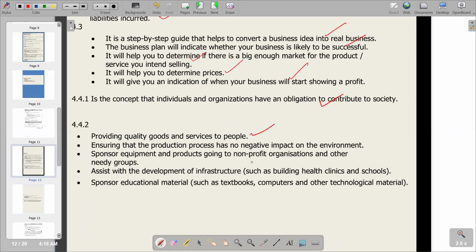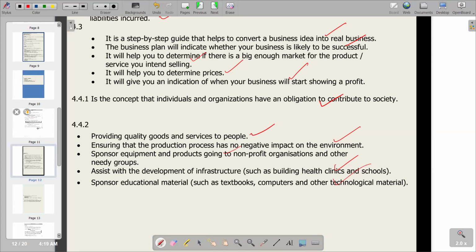Second one, ensuring that the production process has no negative impact on the environment. Sponsor equipment and products going to non-profit organizations and other needy groups. So basically, that's also being socially responsible. And we've got assist with the development of infrastructure, such as building health clinics and schools. And the last one is sponsor educational material, such as textbooks, computers, and other technological material.